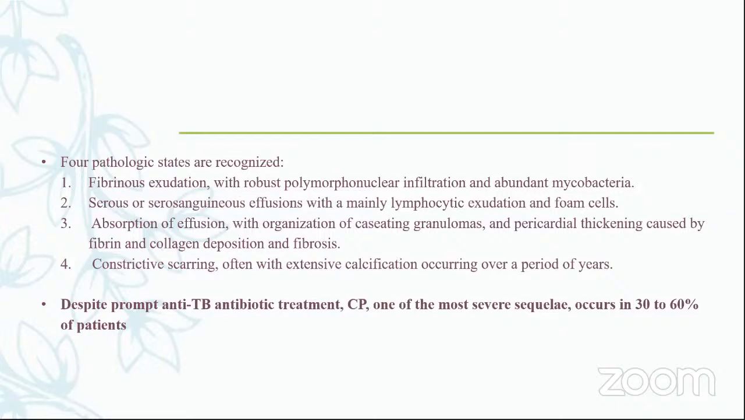The first one is fibrinous exudation with robust polymorphonuclear infiltration. The second one is serous or serosanguineous effusion, which is mainly lymphocytic exudation and foam cells. The third one is absorption of effusion, with organizing caseating granuloma. And the last one is constrictive scarring, which usually presents with extensive calcification that occurs over a period of years. Despite prompt anti-TB antibiotic therapy, constrictive pericarditis occurs in 30 to 60% of the patients.